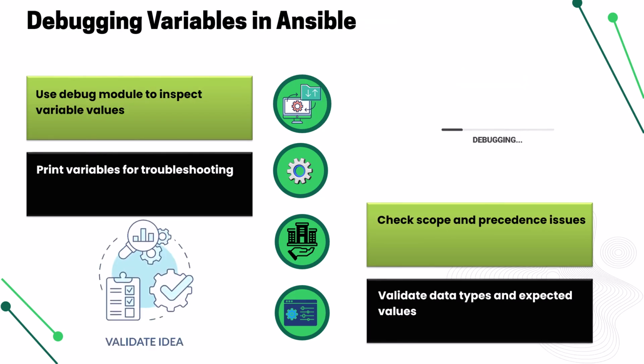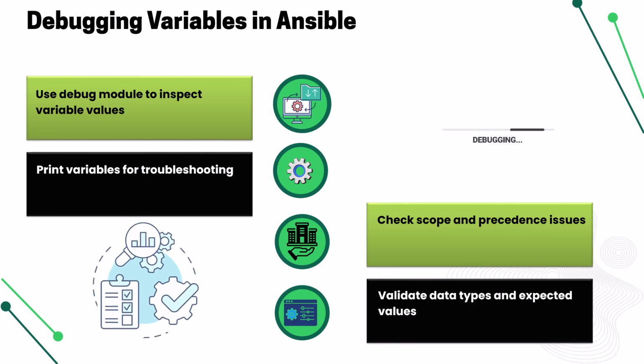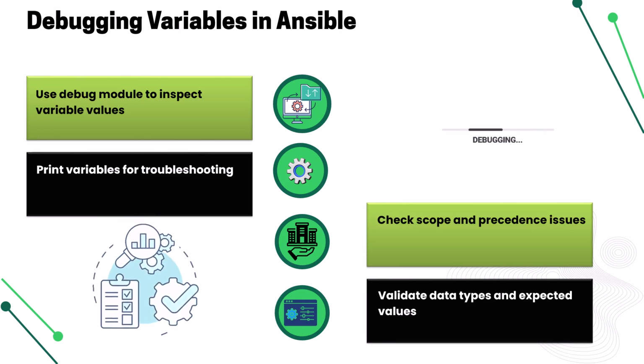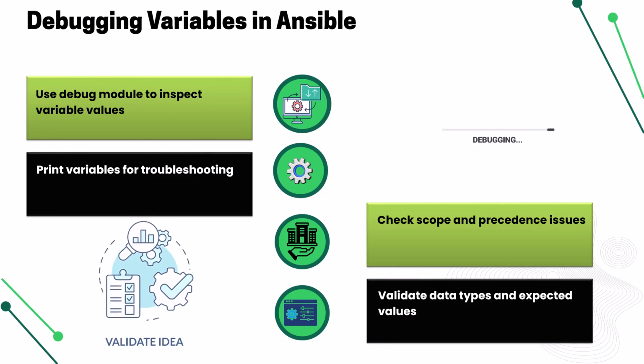Debugging variables is like being a detective. You need clues to solve the mystery. With the debug module, you can print variable values and inspect scope issues. If something isn't working, it's often a case of misplaced values or precedence problems. Think of it like checking a map before starting a road trip. You wouldn't want to take the wrong turn.